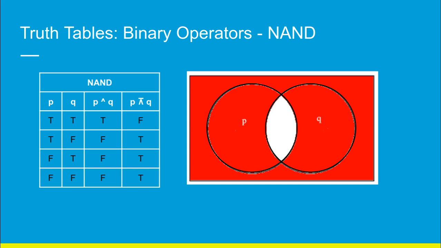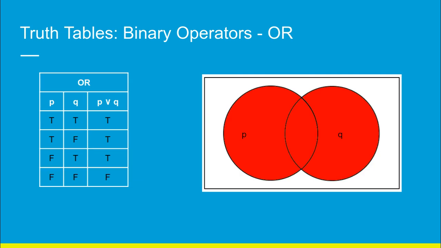Okay? And if we look at the Venn diagram, it's just the opposite of what we see with AND. Instead of only what's in common being true, it's everything that's not common where we're true with a not AND. Okay? So far so good? All right, OR.